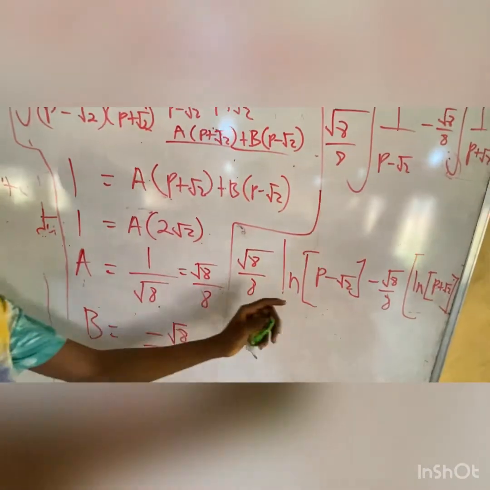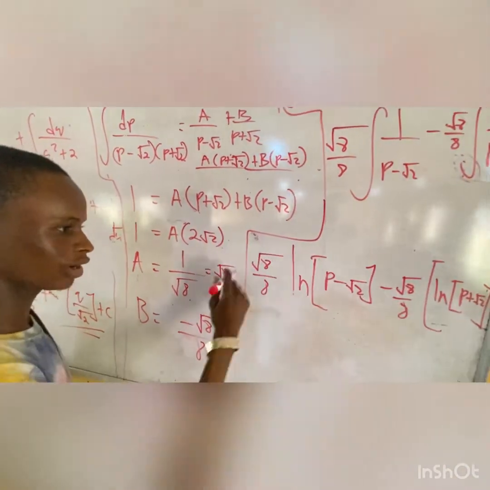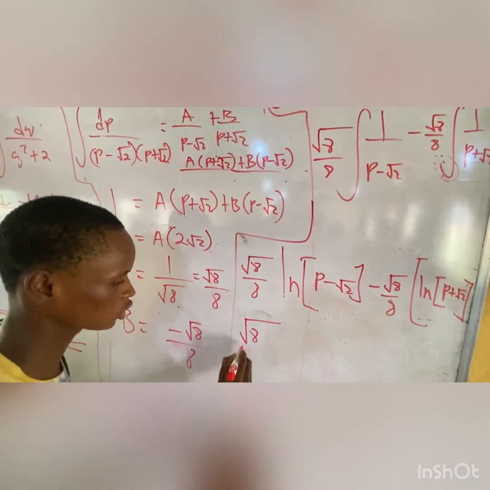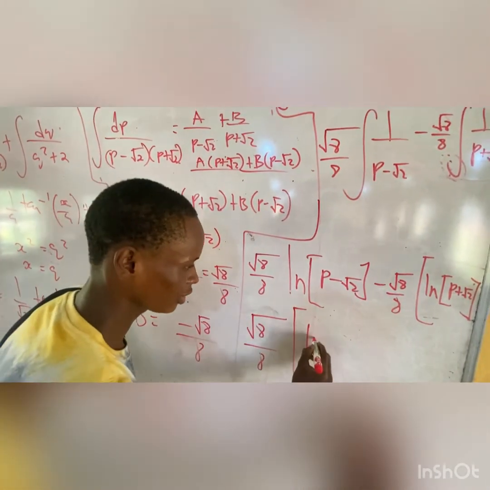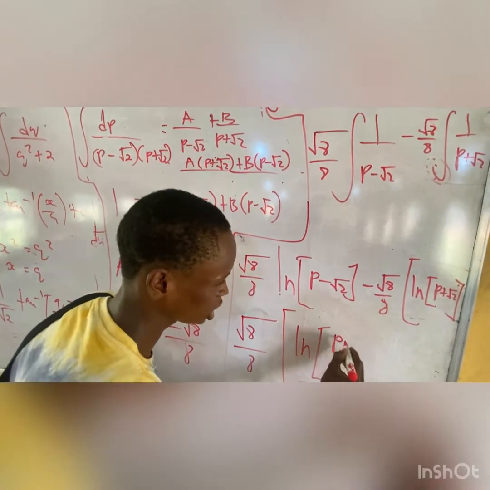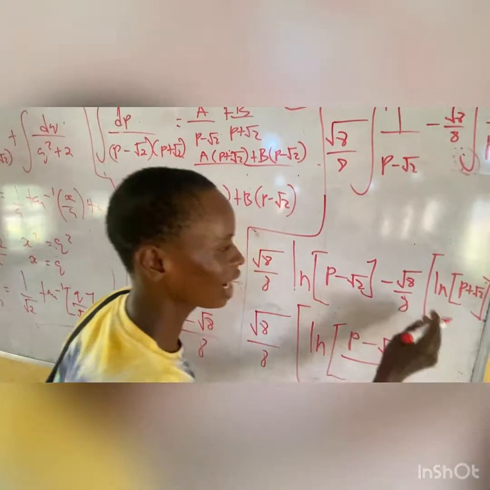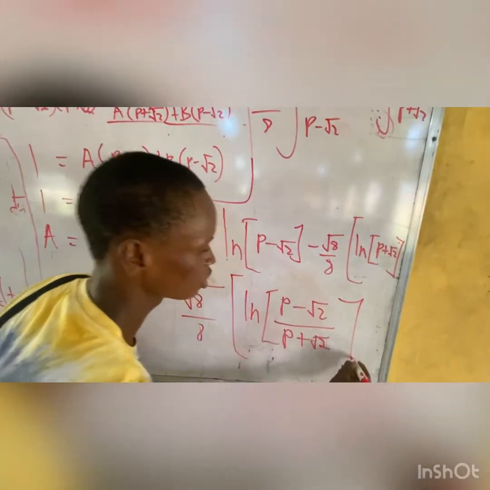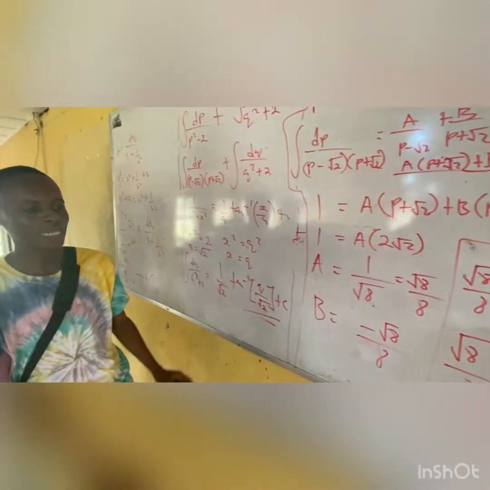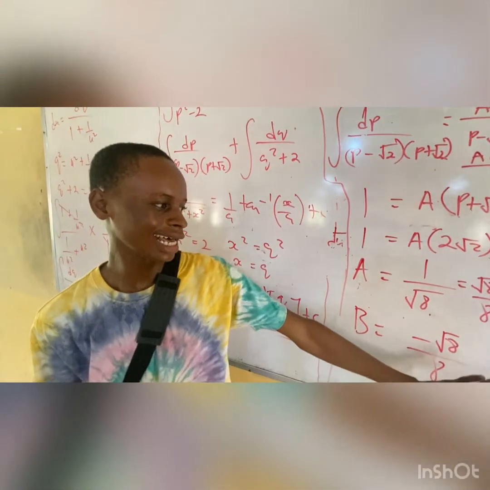By the law of logarithms, we can factorize this 8 out. So we have 8 over 8, open bracket, the natural log of P minus root 2 over P plus root 2. So that is for the integral. You understand? That is for the second integral.